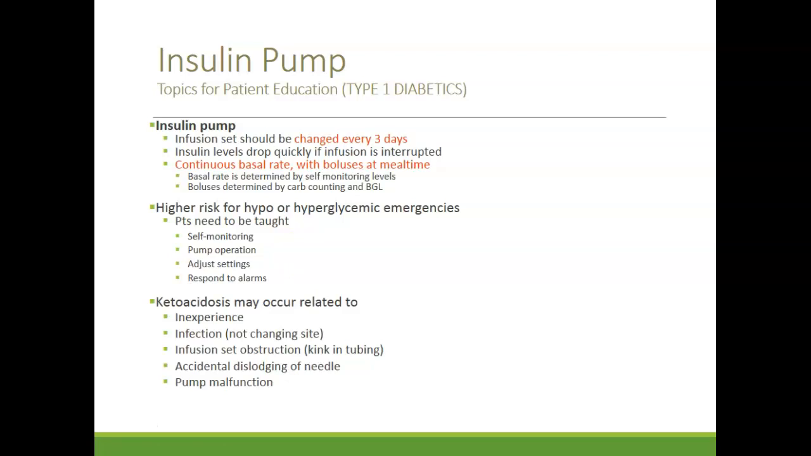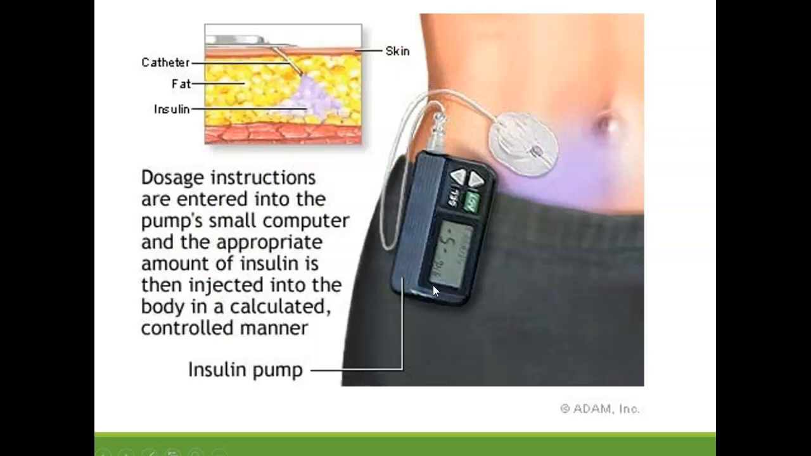Ketoacidosis typically occurs with patients who have pumps because of inexperience, infection by not changing their site, if there is a kink in the tubing, dislodging of the needle, or if there's a pump malfunction. And this just kind of gives you a sense of where the catheter is going into the fat area with a pump.